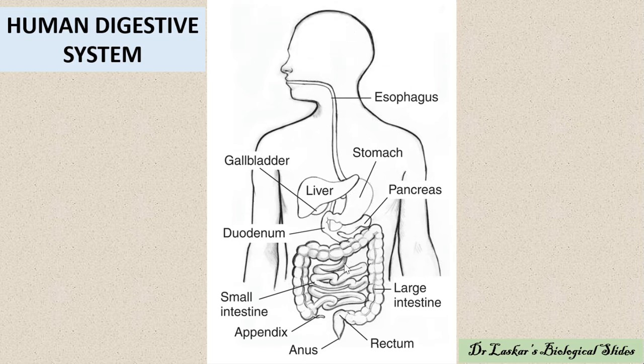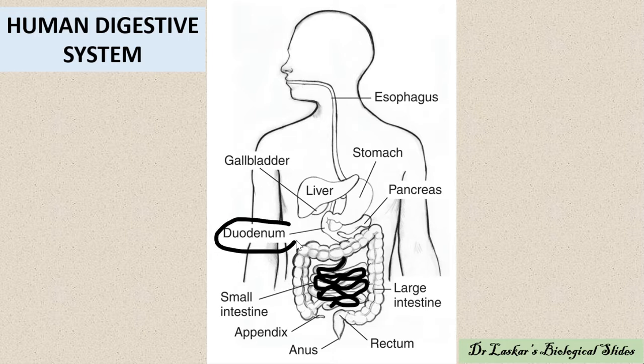Next is the small intestine. This part is indicating the small intestine. It is the small intestine part. So the small intestine consists of three parts.